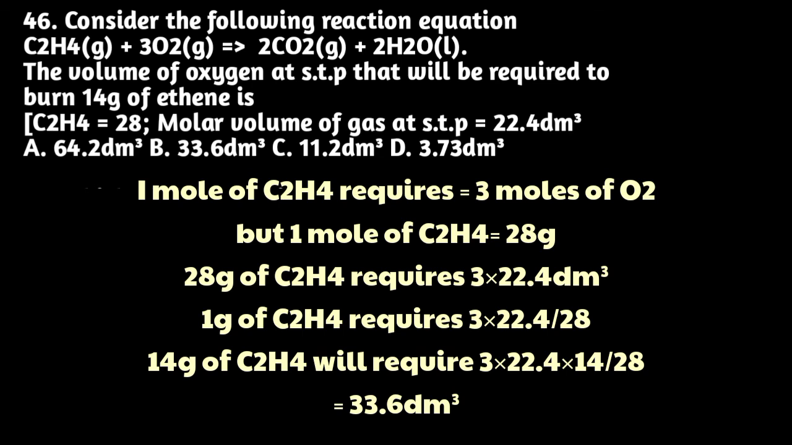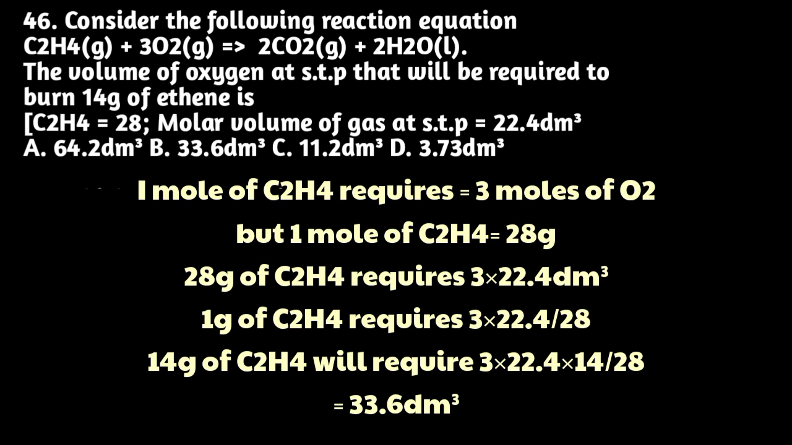Look over here. 28 grams of ethene requires 3 times 22.4 dm cube of oxygen, because 1 mole of ethene will need 3 moles, and each mole has 22.4 dm cube at STP, that is each mole of gases. Okay, we go again. 14 grams of ethene will need 3 times 22.4 dm cube times 14 over 28. The answer gives us 33.6 dm cube.